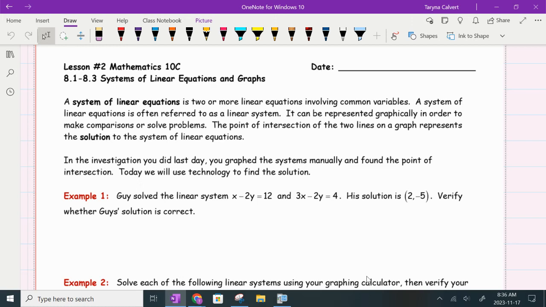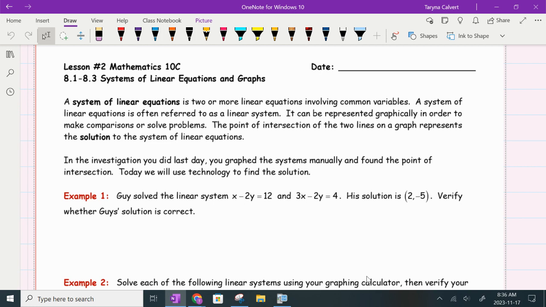As I promised you yesterday, we solved systems graphically, paper and pencil, right? So we actually graphed them, found where they intersected on the graph paper, and figured out that was our solution. Okay, so today we're going to focus on technology. Every one of you has a calculator, so I'm going to show you the steps on how to do that, right? But before I do that, let's do a quick warm up again.